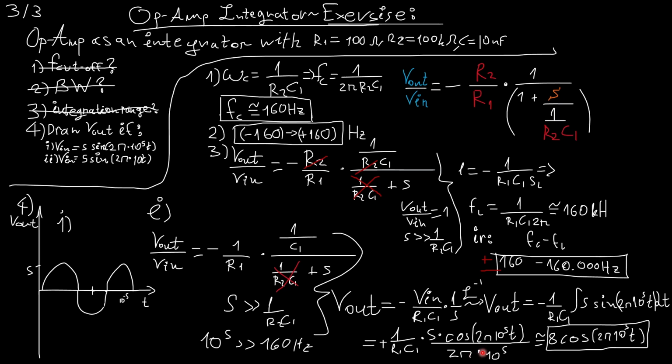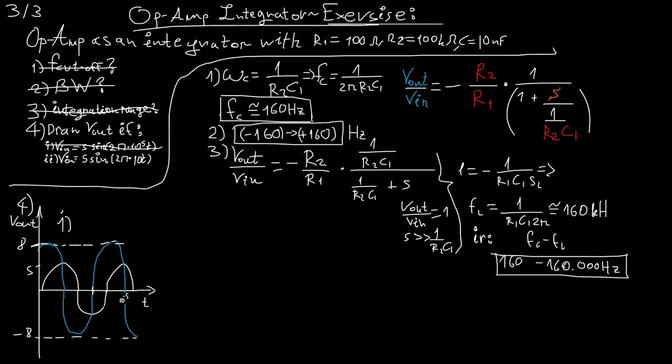Now we draw the inputs with respect to time. This is the period, and the output will be equal to a cosine that starts from this point 8 and goes like this. It has the same frequency, but instead of a sine, it's a cosine. All right, let's go to the second part. Second part asks us to do the same for a signal that has this frequency.